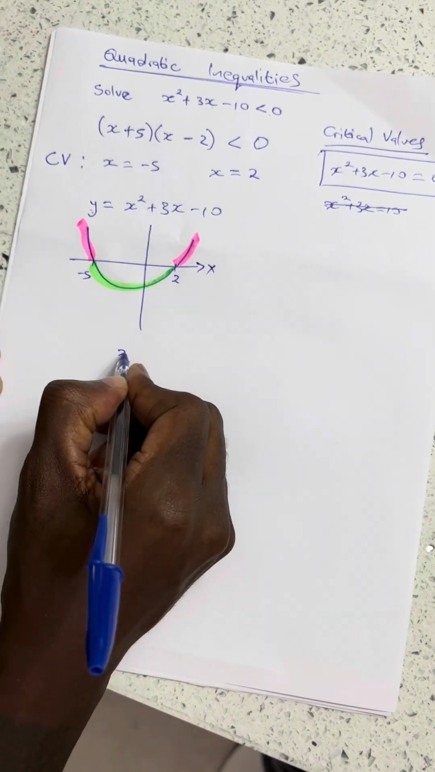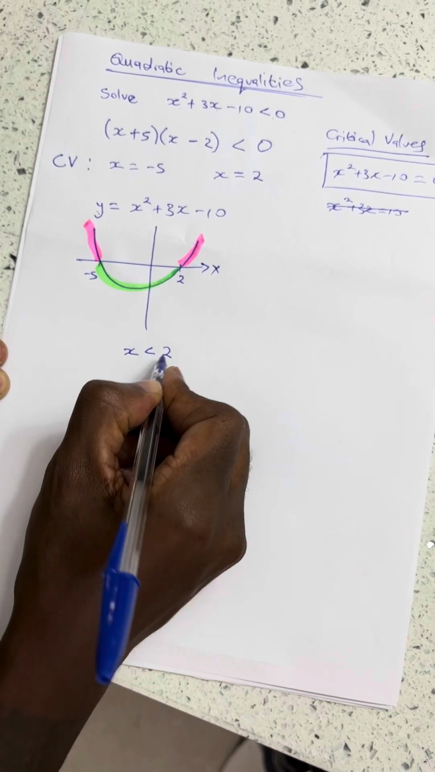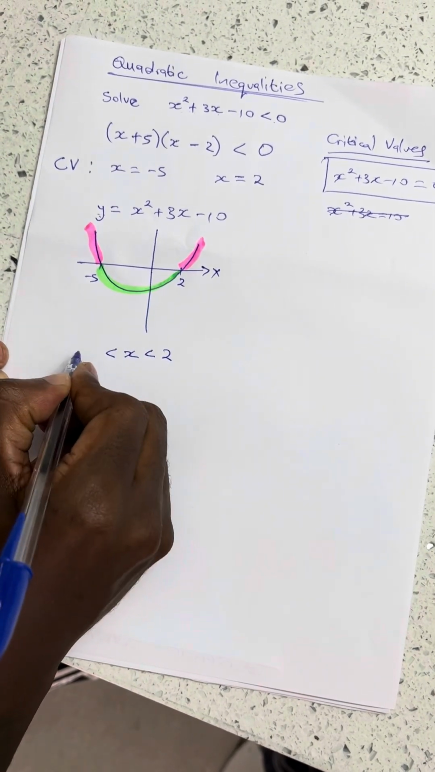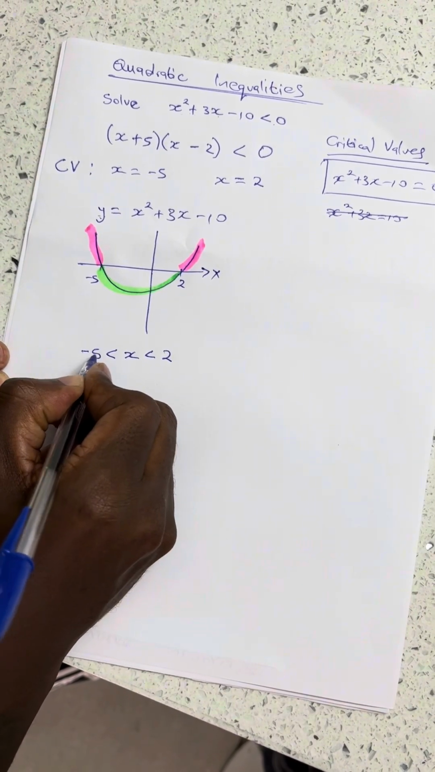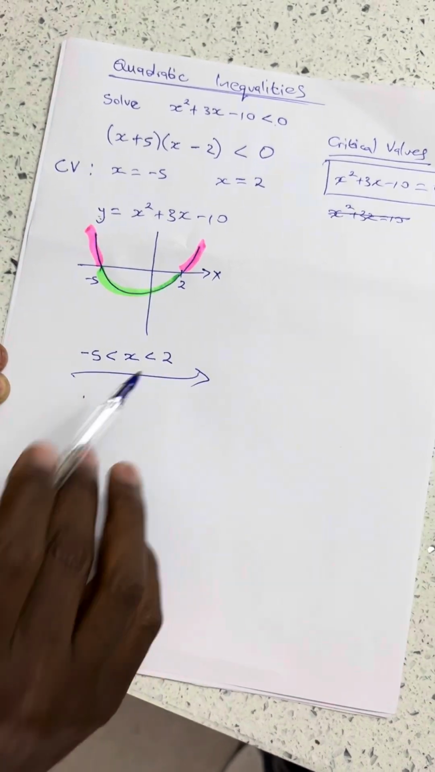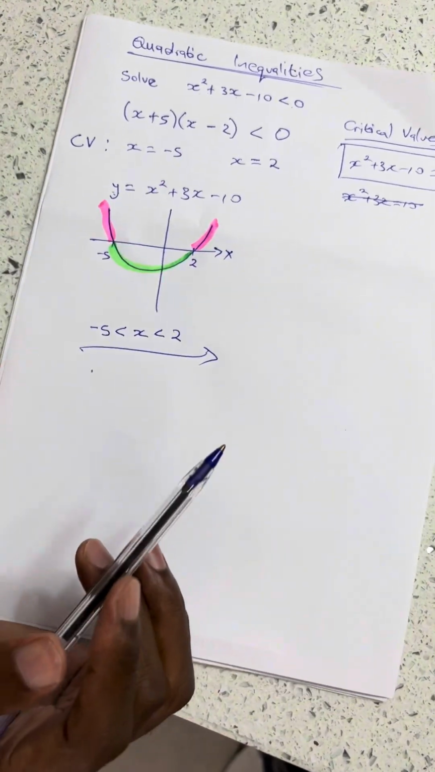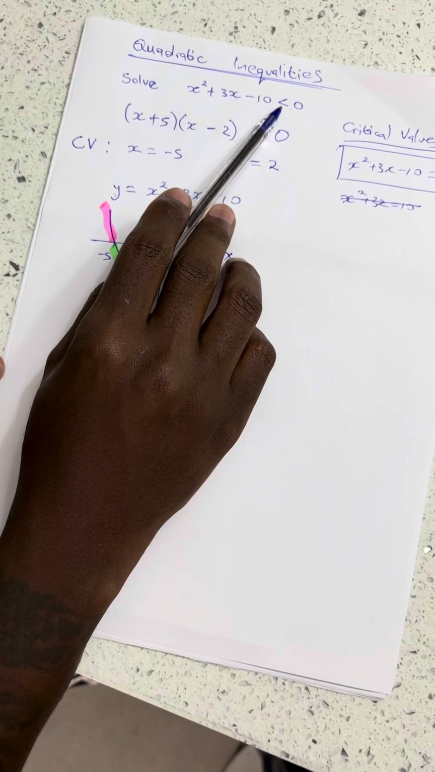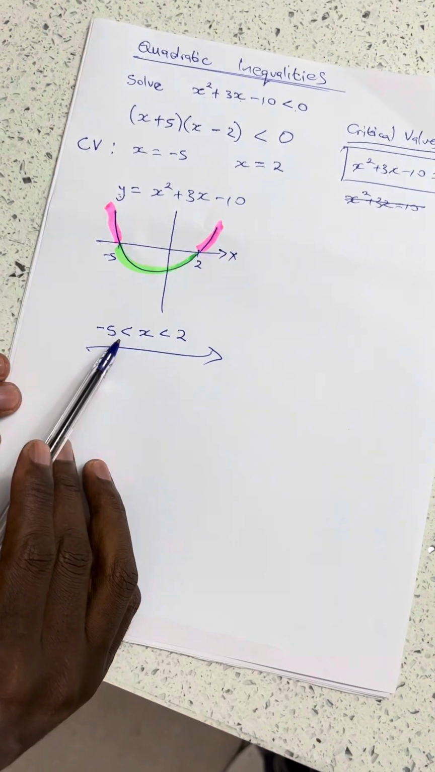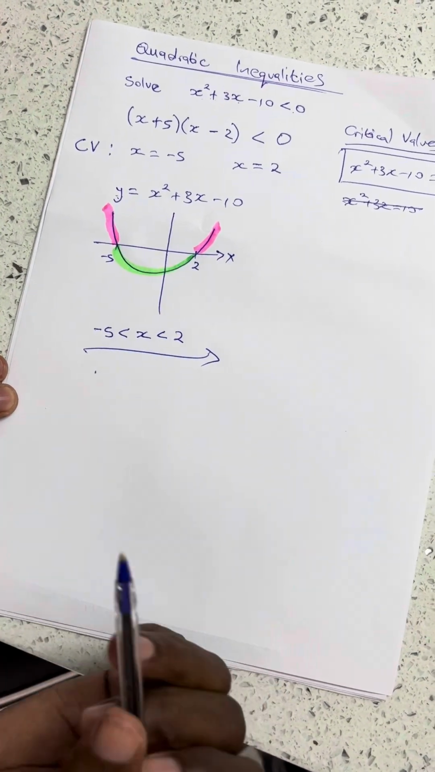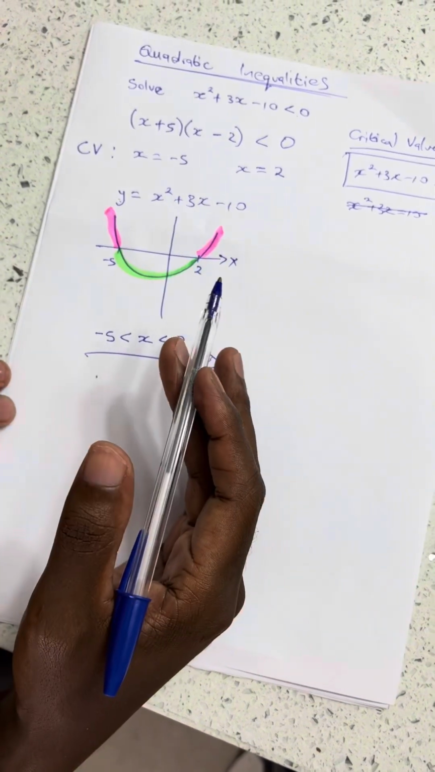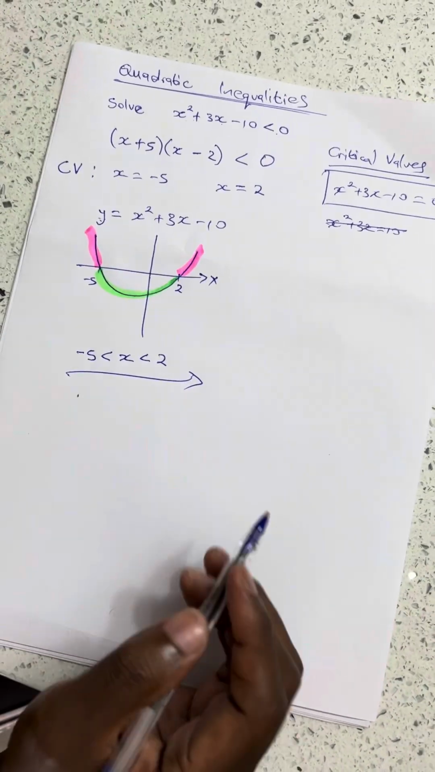So this is when x is less than 2 and when x is greater than negative 5. That is the answer to this quadratic inequality. If this were greater or equals to, we would say greater or equals to also here. But this is how you solve a quadratic inequality. Let us do another example.